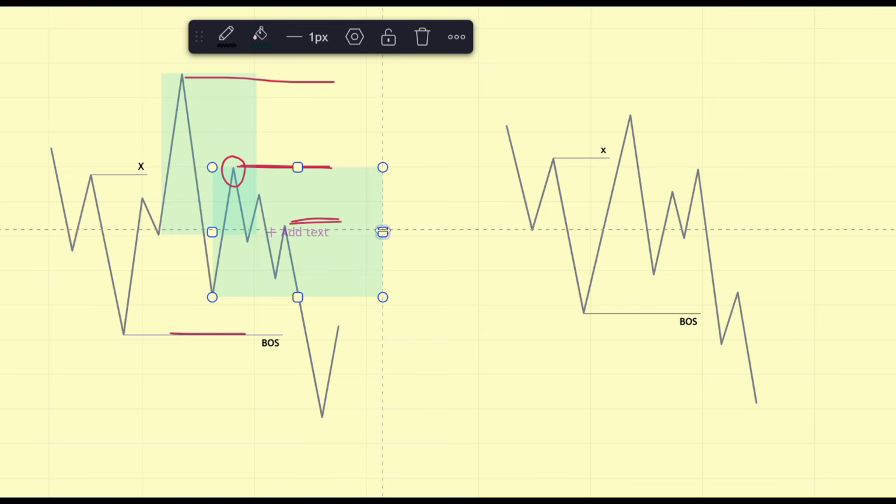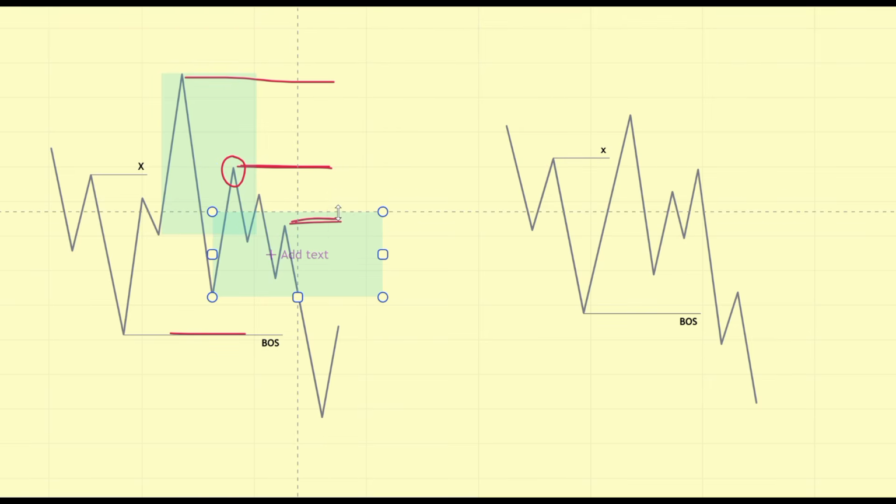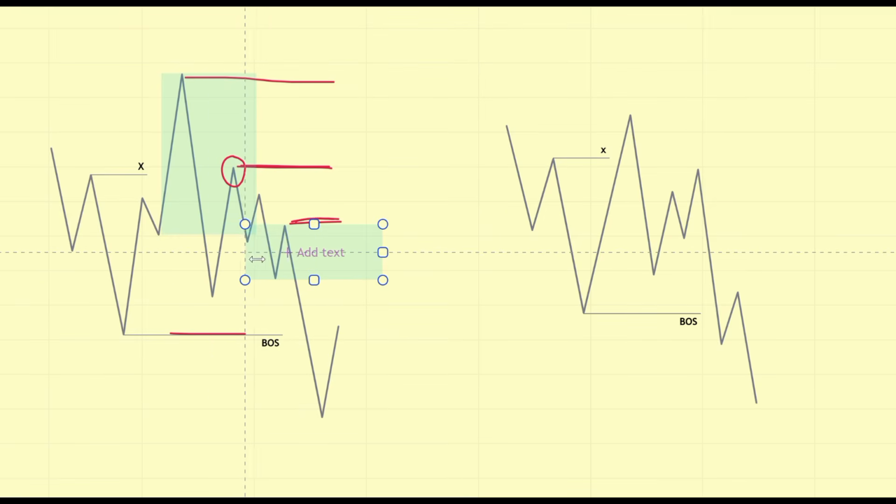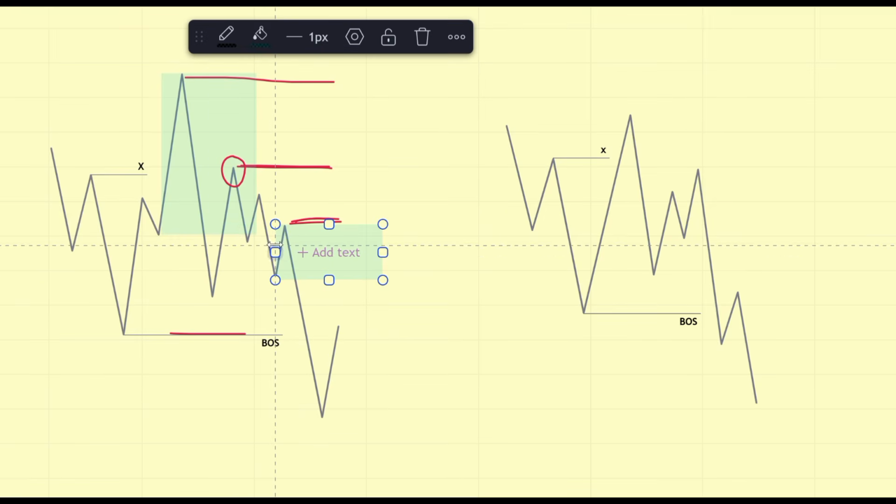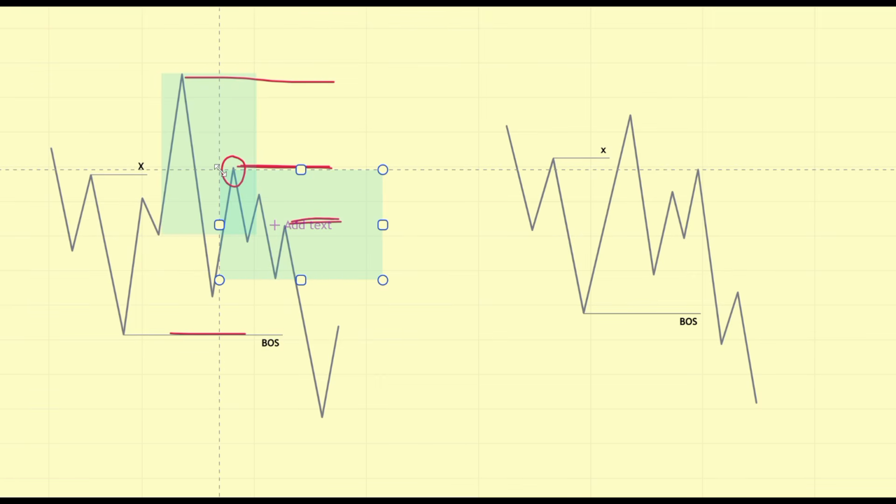We cannot use this here as a valid order flow. I know someone else will mark this one here as the order flow, but that's not the order flow. The order flow is all of this one here. This here is not an order flow. The order flow is this one here. Take note of this. This is very, very important.